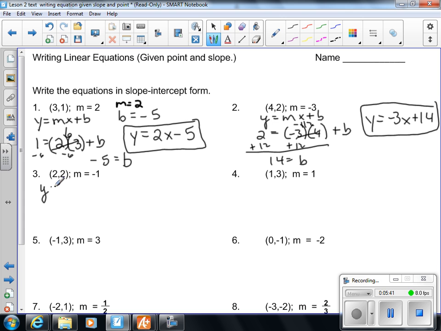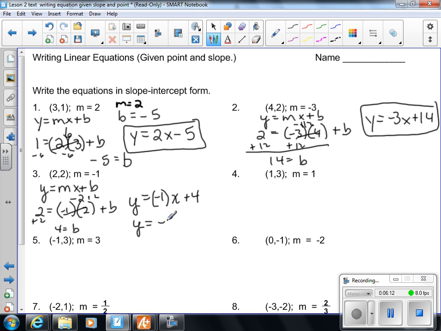Okay, the next one, y equals mx plus b. I'm going to plug in my ordered pair. 2 for the y coordinate equals a negative 1 times 2 plus b. That is equal to negative 2. I'm going to add 2 to both sides, and I get 4 is equal to b. Therefore, your equation is y equals, slope is negative 1, x plus 4, or you can write it y equals a negative x plus 4.